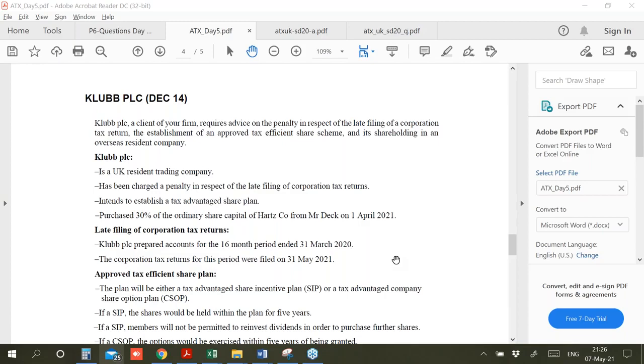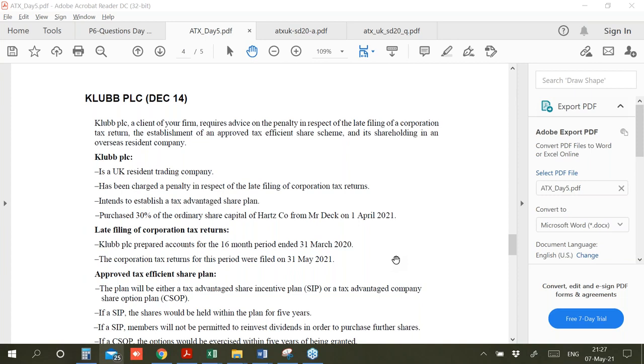Late filing of corporation tax returns. Club PLC prepares the accounts for the 16-month period to 31st March 2020. The corporation tax returns for this period were filed on 31st May 2021. Always, before considering what the penalty is, you should first determine what the actual due date should be. The due date, exactly 1 year from the end of the 16-month period, should have been 31st March 2021. So now you have seen that the return has been submitted after 31st March 2021.